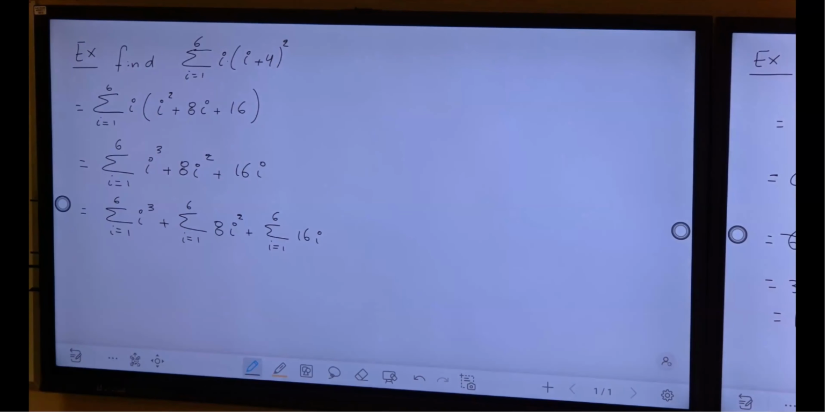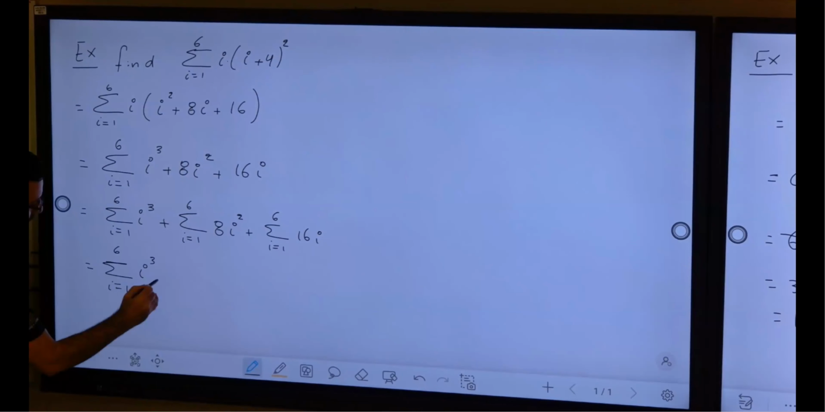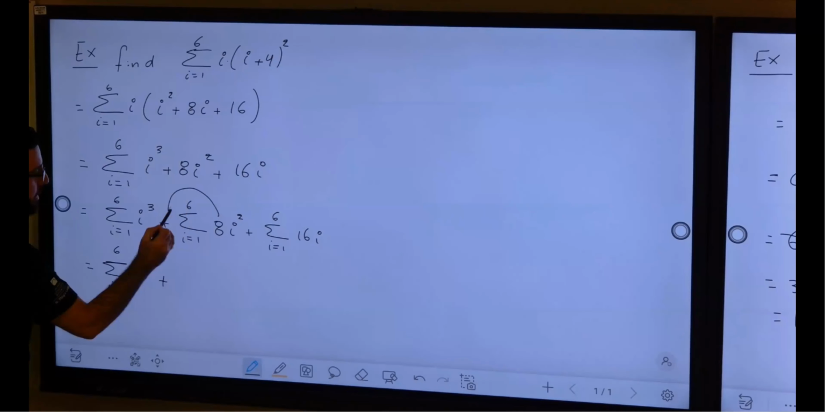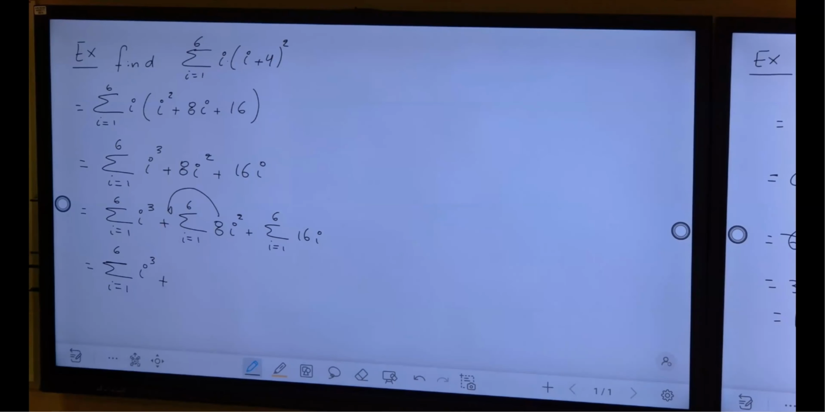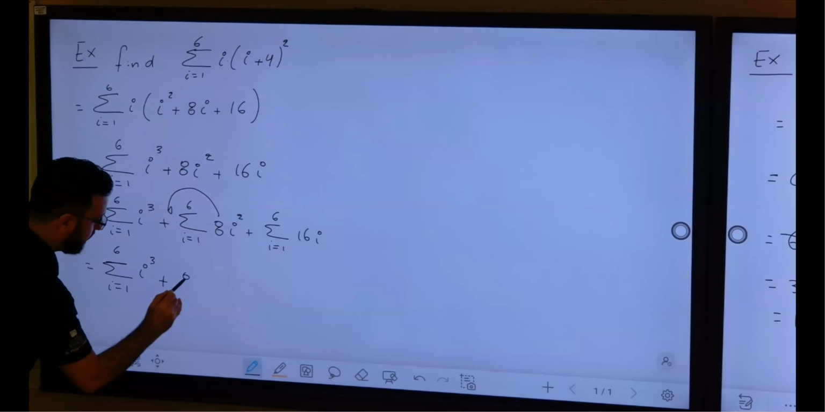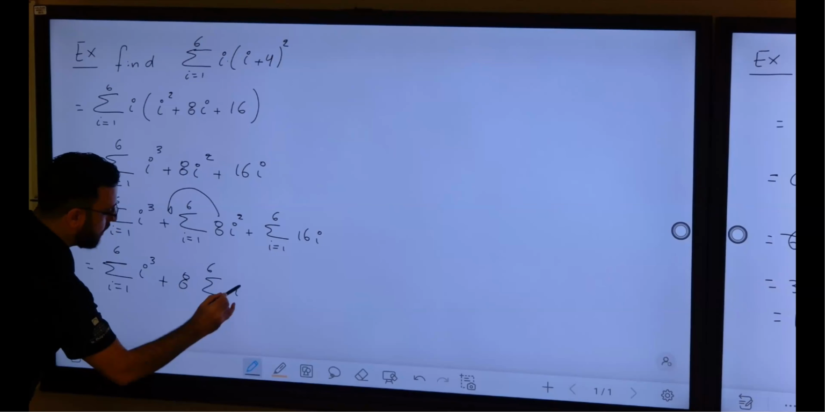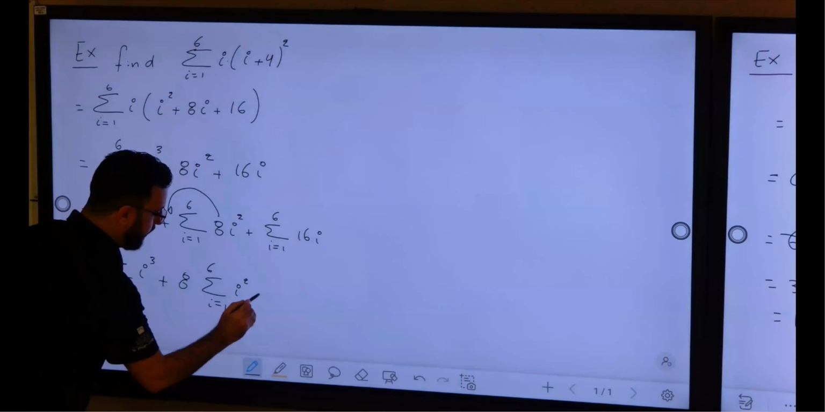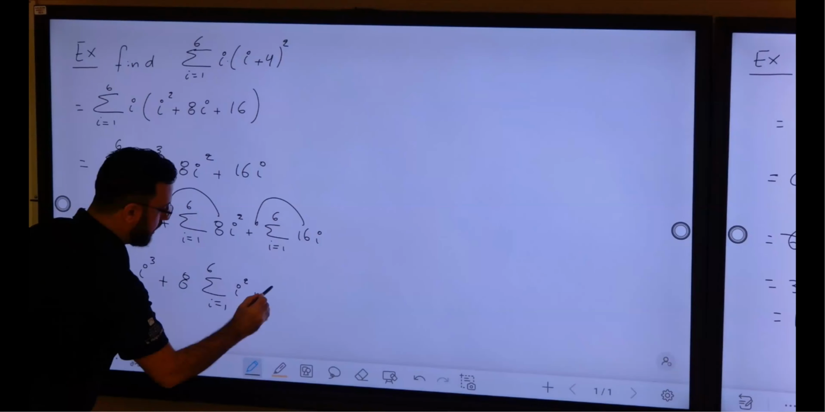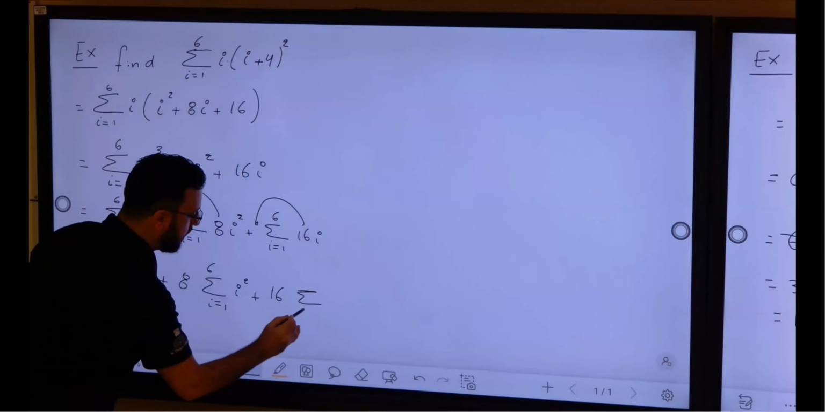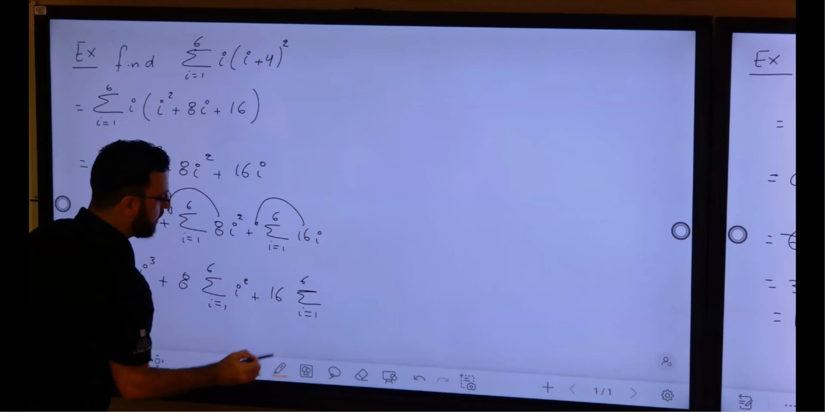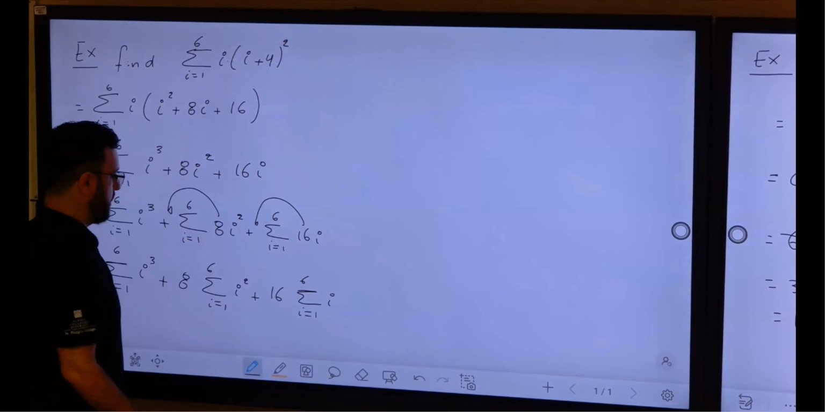Now it's easier. Can I have a rule for this one? So I'm just going to say, okay, it's summation from i equals 1 to 6 of i cubed. I'm not going to plug it in now. Why? Because I have this constant going out. Yes or no? So it's going to be 8 times the summation from i equals 1 to 6 of i squared, plus the same thing here, 16 times the summation from i equals 1 to 6 of i. Now can I plug in?